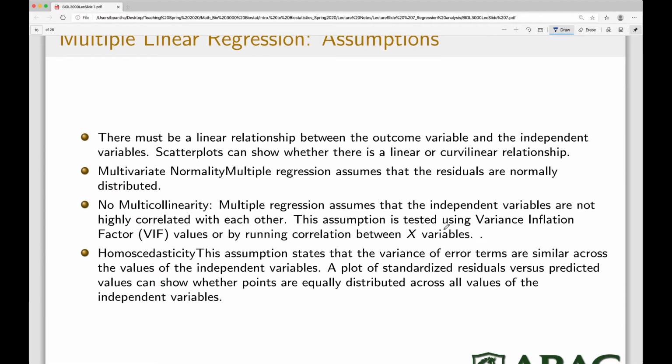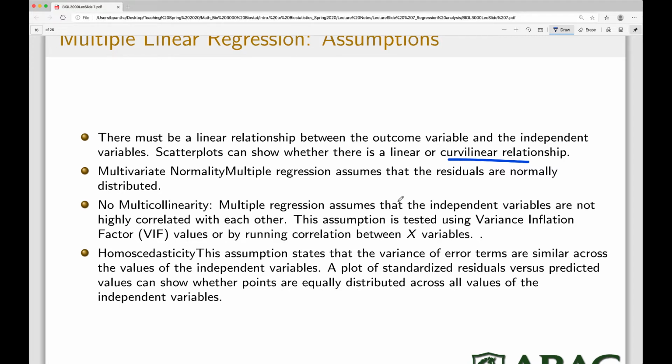So what are the assumptions? There must be a linear relationship between the outcome variable and the independent variables. So this is exactly the same. We used to have only one independent variable. Now we have more than one independent variable, right? So we do the scatter plot of the residuals to see the linear relationship or curvilinear relationship. Curvilinear means non-linear, right? Multivariate normality: multiple regression assumes that the residuals are normally distributed, which is exactly the same as we had.